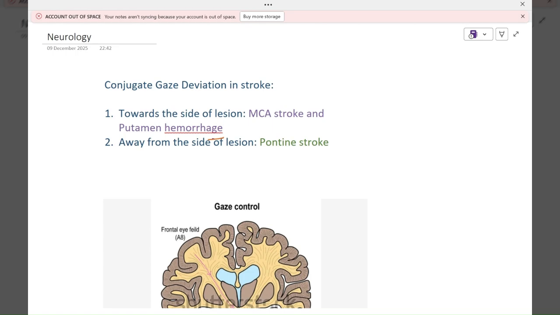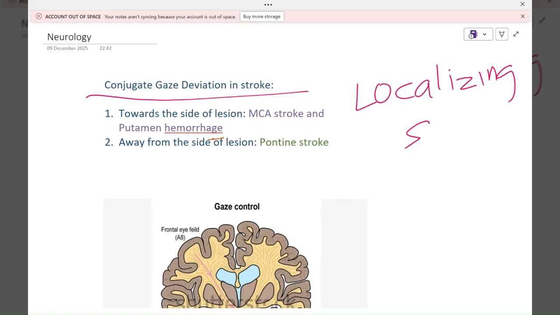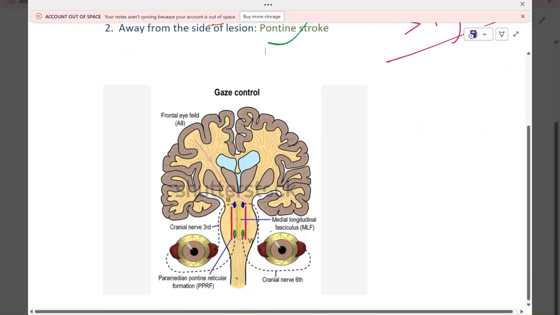Today we are discussing conjugate gaze deviation in stroke. Conjugate gaze deviation is a very important localizing sign. That is why it is important clinically. Clinically, the lesions for which conjugate gaze deviation is very diagnostic: it is towards the side of lesion in MCA stroke and putamen hemorrhage, and it is away from the side of lesion in pontine stroke. So let's see the gaze pathway.